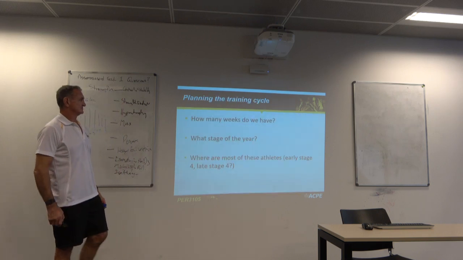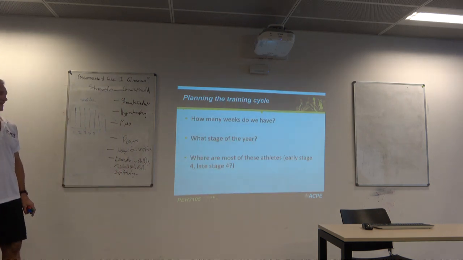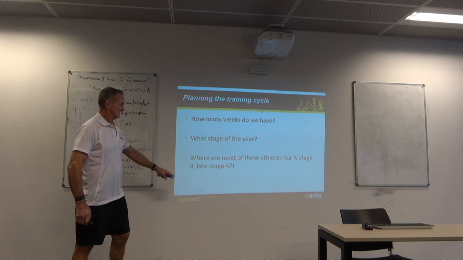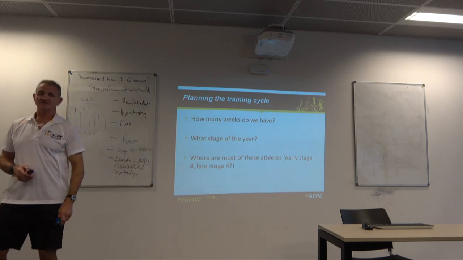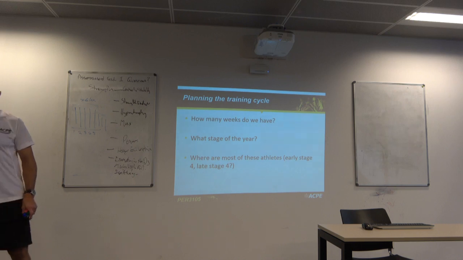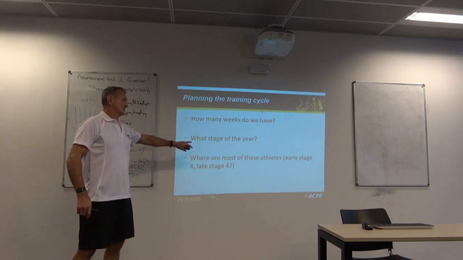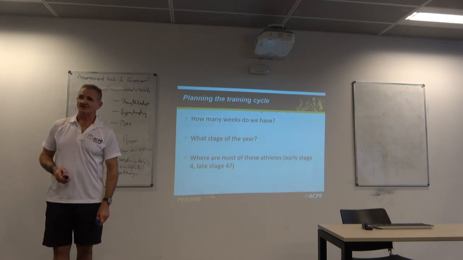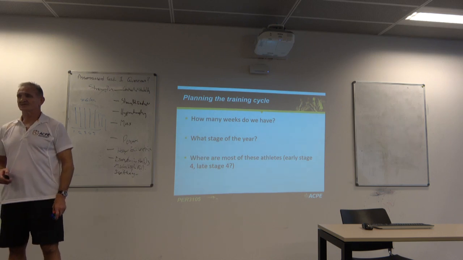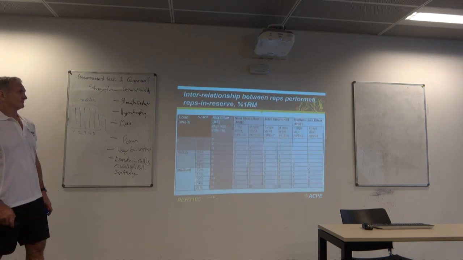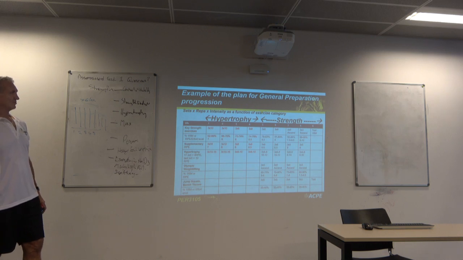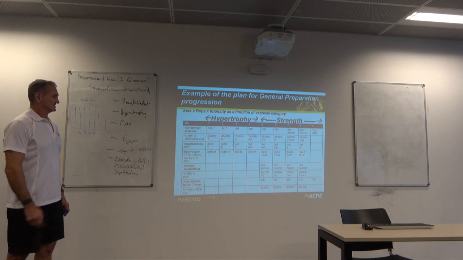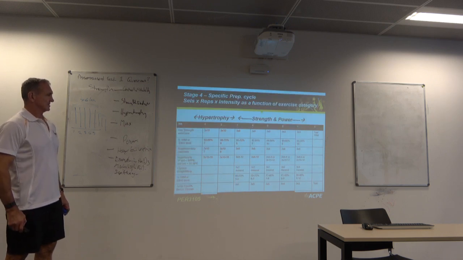So planning that training cycle, how many weeks do we have? What stage of the year? Where are most of these athletes? Are they early, late, stage 4? What are you working with? And try to put that program together. That's really important for you to think and understand, because you've got to talk to your coach and justify your programs, or justify it to somebody else. And here's an example of a general preparation period. But again, just some thoughts and ideas that you come up with on your own.